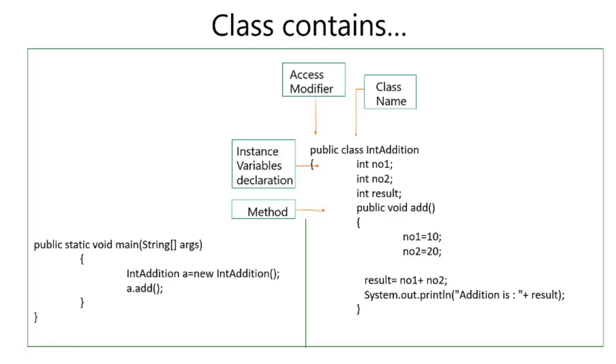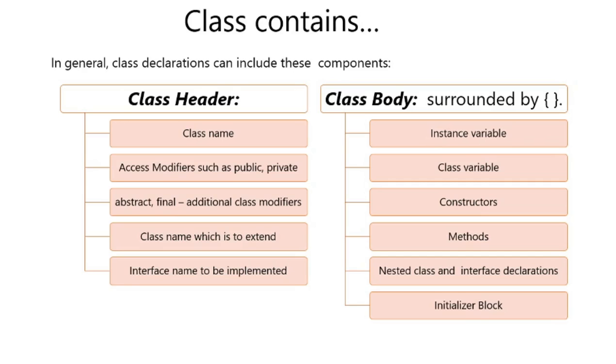Whenever you want to write a class, you can write it this way. You can use an access modifier, then the class keyword, then the class name, and declare the members and member functions. So in general, a class declaration includes these two types of components.